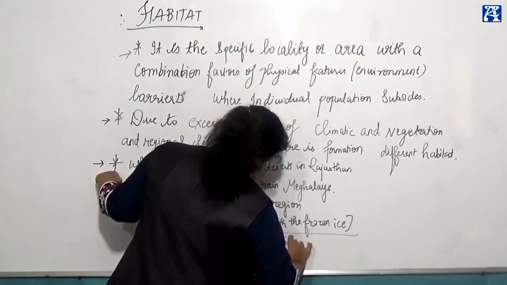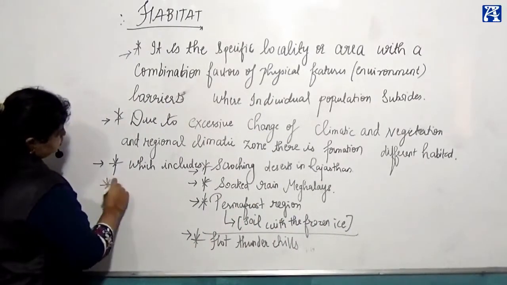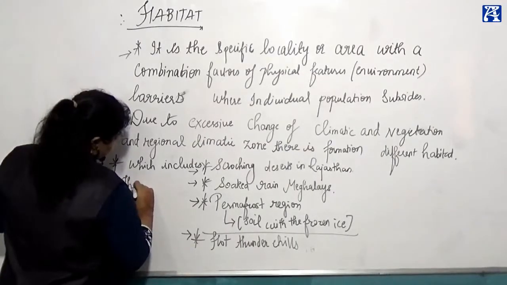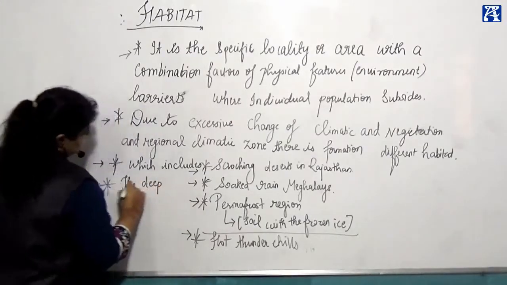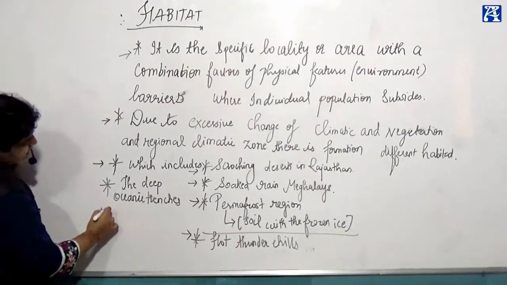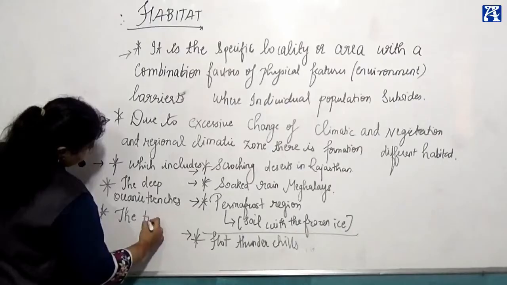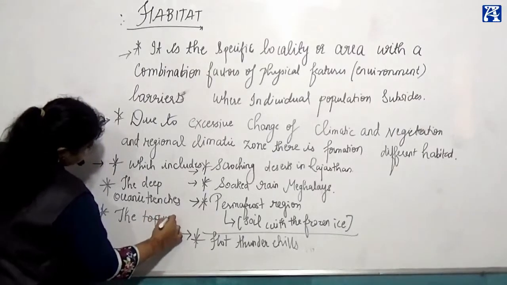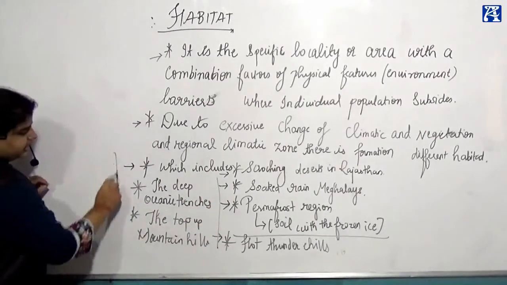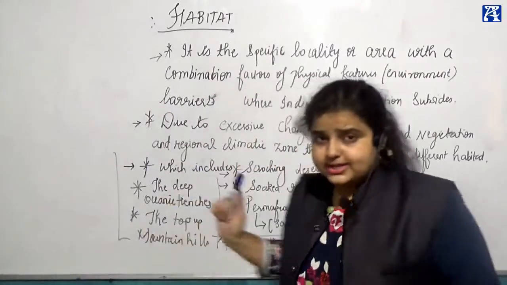And last but not the least, there also comes a habitat which is called the deep oceanic trenches, and the mountain hills, top up mountain hills. Understood? No? I will tell you how to understand this. Clear? Come here. How you should understand this?